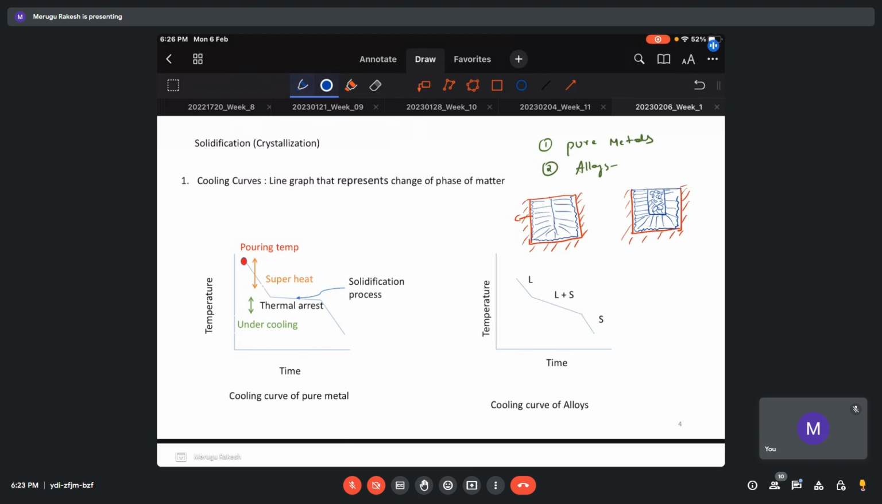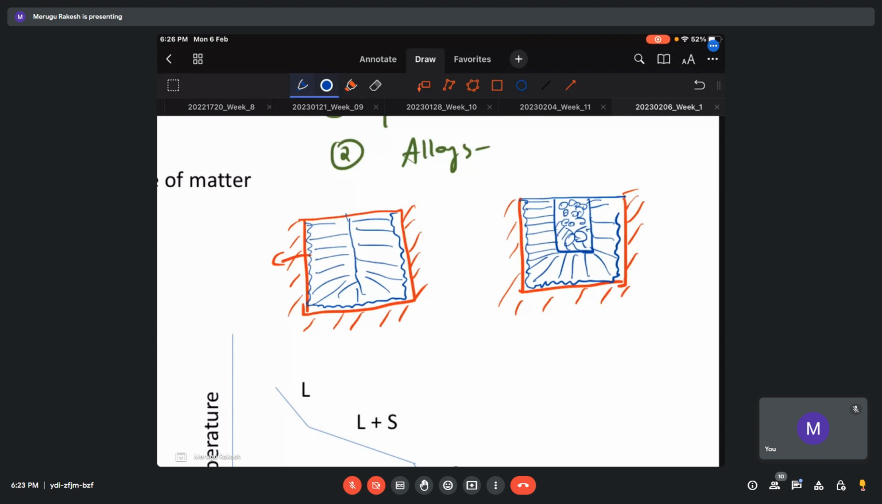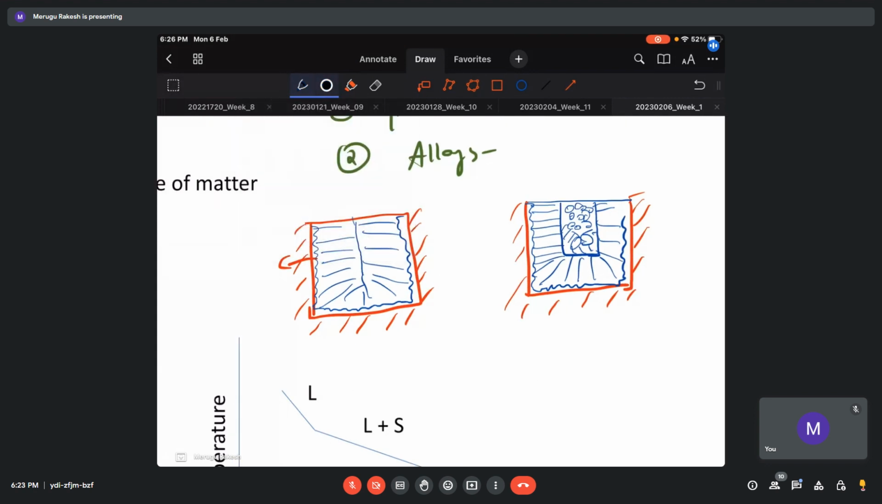Okay, I will explain whatever I have drawn. So this is the mold wall. All three sides I can take as wall, and the top is open to the atmosphere. This is the skin that was formed, here and here, and these are the columnar dendrites, and these are again equiaxed dendrites. So now tell me, which one is a metal and which one is an alloy?